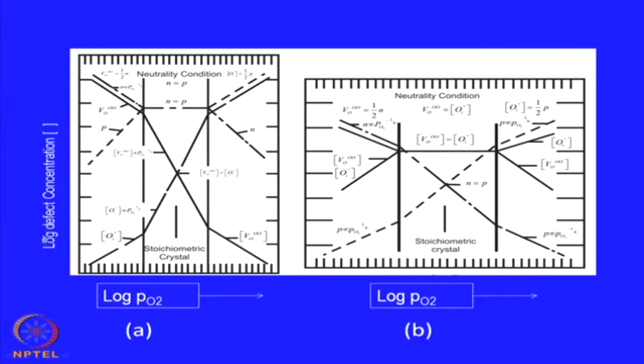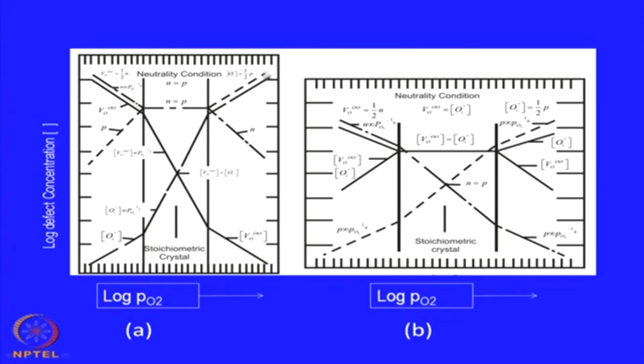In this diagram we have plotted log PO2 and then these are the different concentrations. Different concentrations have been plotted. For example, this one is actually N, the concentration of electrons. This is very low PO2 and this is very high PO2. We have not mentioned exactly what the range is, but this is the concentration of N, that is the electronic concentration. This is the concentration of P. Okay.